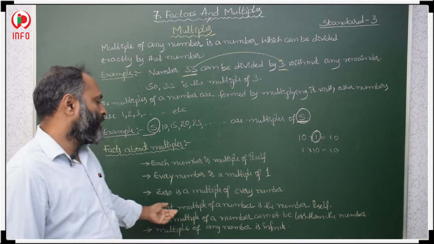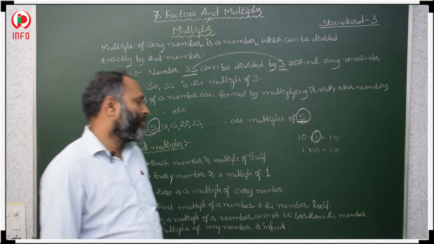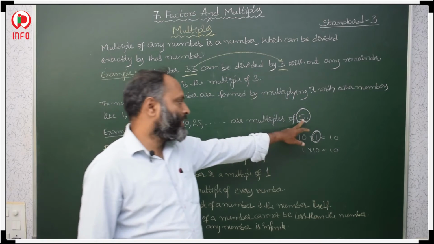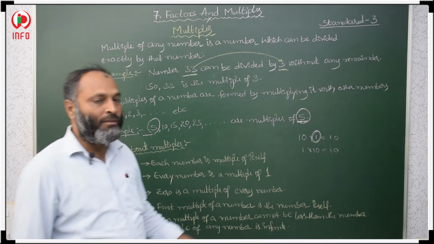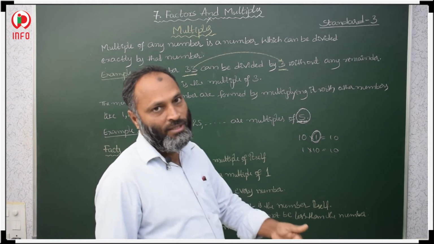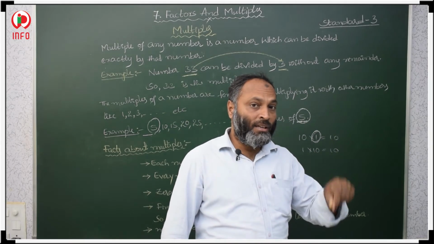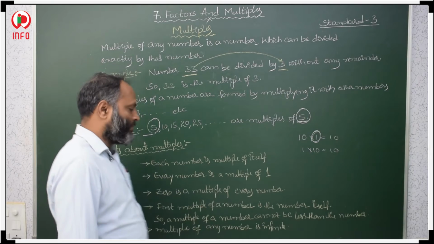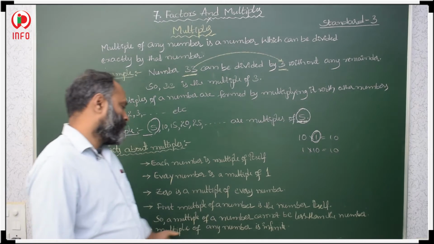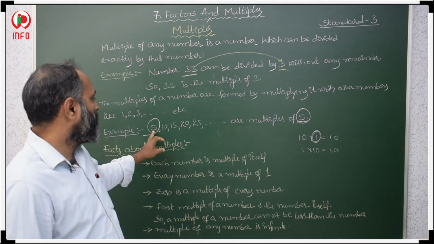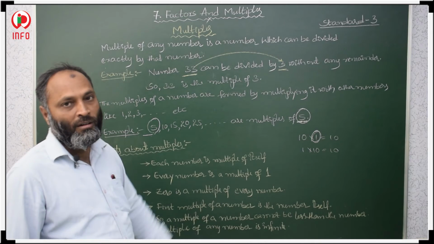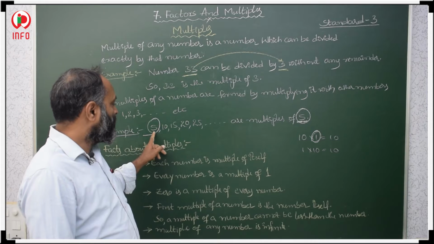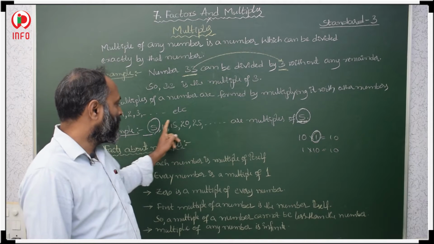Then the first multiple of a number is the number itself. First number is a multiple of itself. If you are going to write the 6 table, 6 ones are 6, 6 twos are 12. 6 ones are 6. Then the multiples of 5 are 5, 10, 15, 20, 25, all these are multiples. Here the first multiple is 5 and the other multiples are greater.